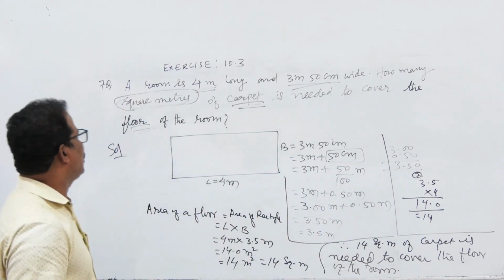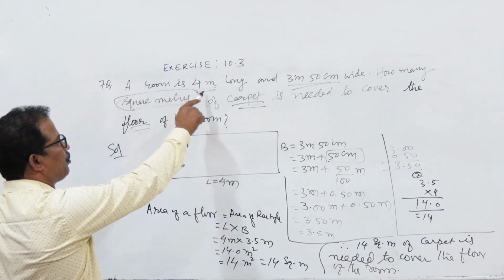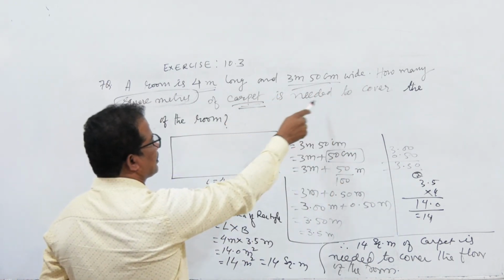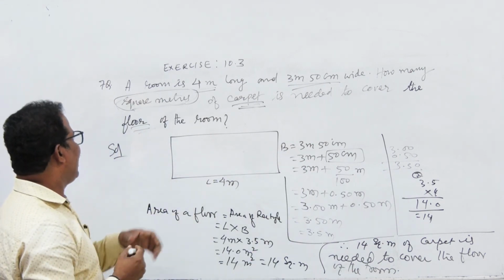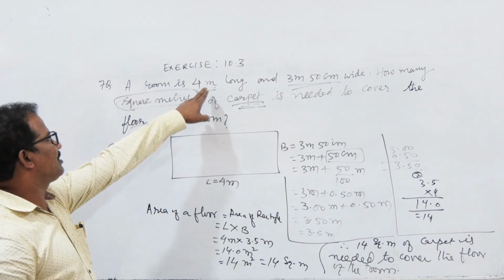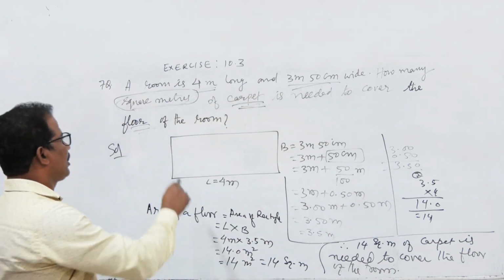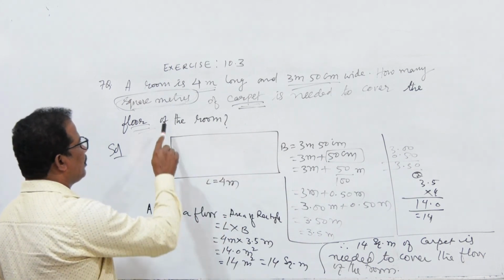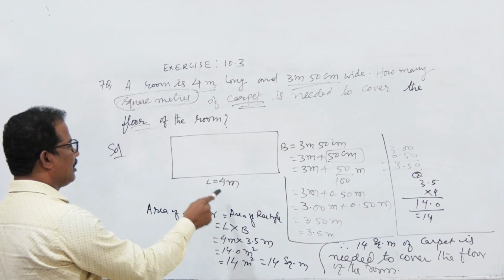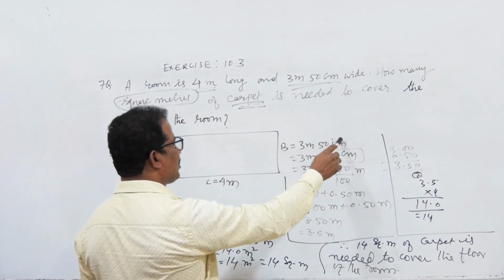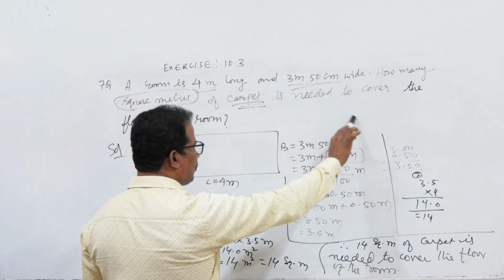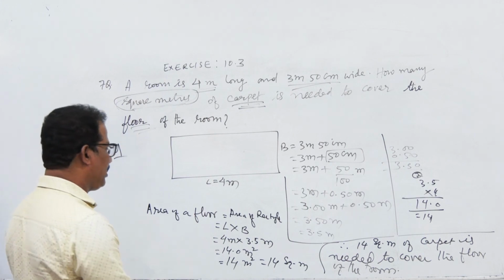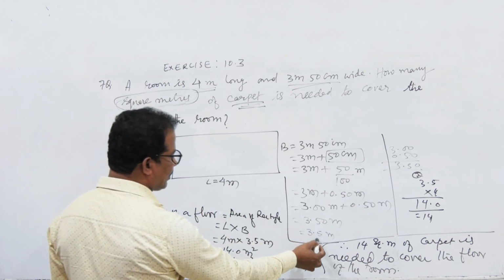Understand all of you this question? Again you see, the question is, a room is 4 meter long and 3 meter 50 centimeter wide. How many square meters of carpet is needed to cover the floor of the room? So as it is the floor of the room and the dimensions are 4 meter and 3 meter 50 centimeter, we came to know that it is in the shape of a what? Rectangle only. So we draw the floor of the room in the shape of a rectangle, whose length is 4 meter and the breadth is 3 meter 50 centimeter. This 3 meter 50 centimeter is converted completely into meter by this process, that is 3.5 meter. Now the length is 4 meter and the breadth is 3.5 meter.